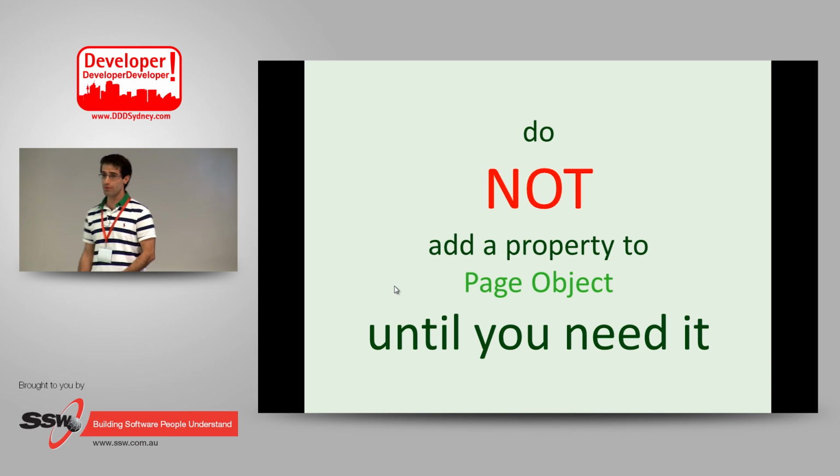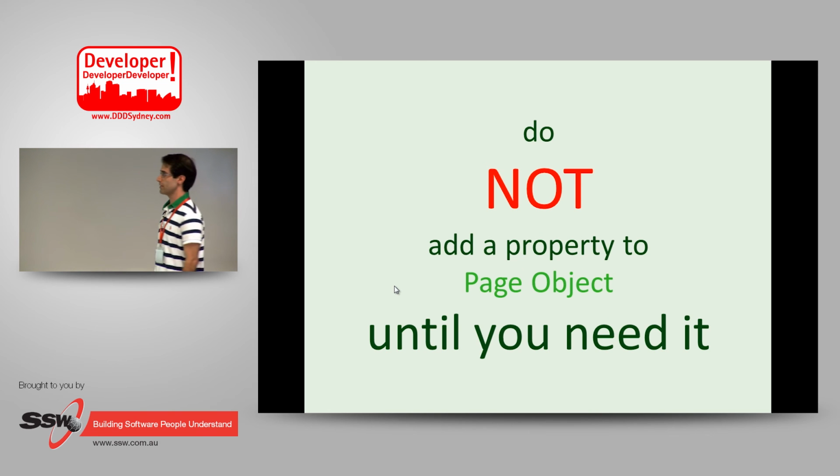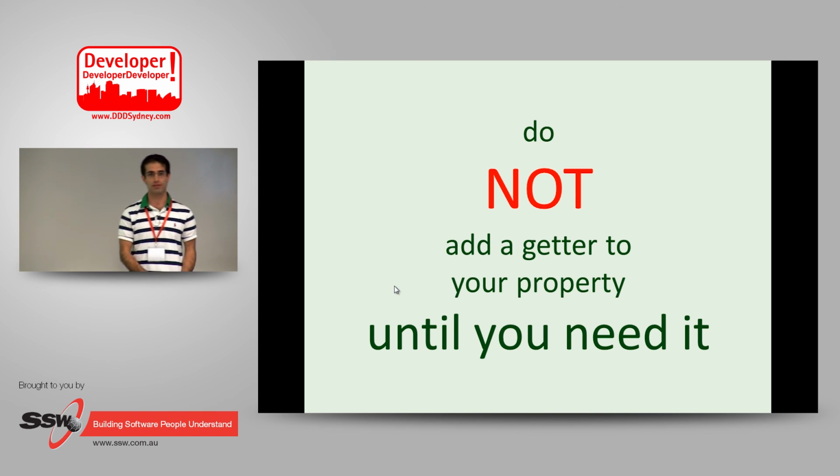If you add a property to your page object, only add it when you need it, not because that property is on the page. If you add a property, don't add the getter, because in a lot of cases you don't need to get a value out of your property. Like in the registration page, I only ever need to register. I never go back to that registration page in read-only mode. If I want to change my username, it's a different page object, different set of properties.